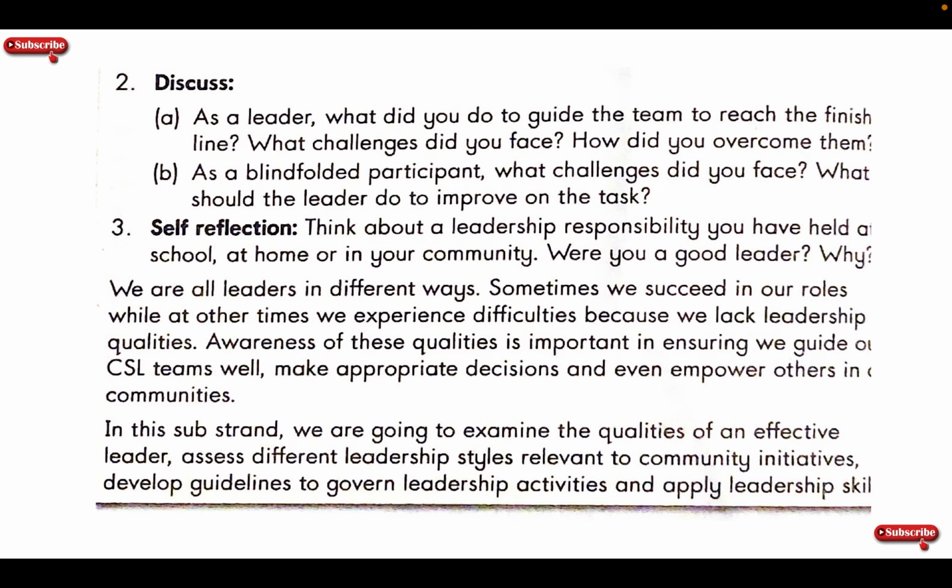So the self-reflection I'll explain in 3 parts. The self-reflection is whereby you are told to think about a leadership responsibility you have held at school. At school, the role, the responsibility, they can give examples being a class monitor or you lead a group project.